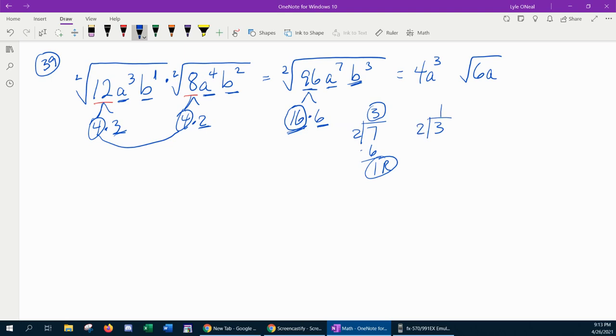2 goes into 3 one time with the remainder of 1. So I can bring out a b, and I'm going to be left with a b. How freaking easy. And that is simplified completely.